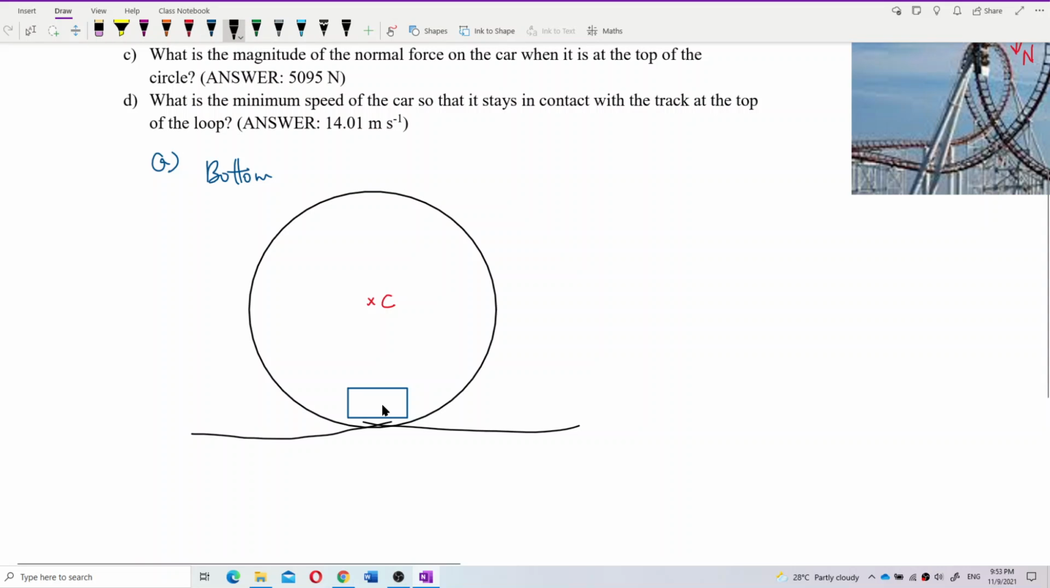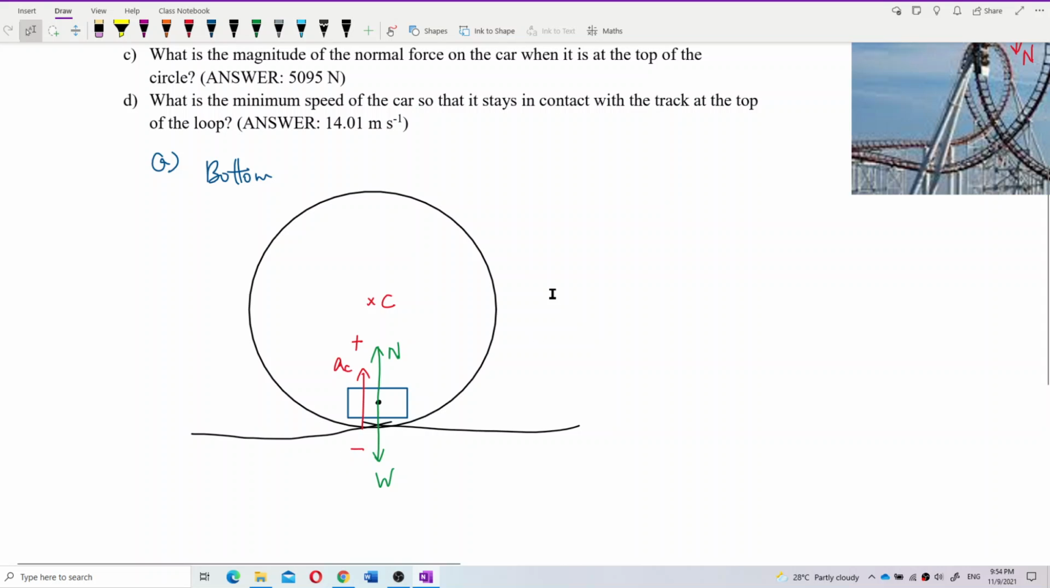So what is the force exerted on the car? It has the weight, of course, but it has the normal force directed upward from the track. Now, what's the centripetal acceleration? The centripetal acceleration is towards the center of the circle at the top. Follow acceleration is positive, opposite acceleration is negative.